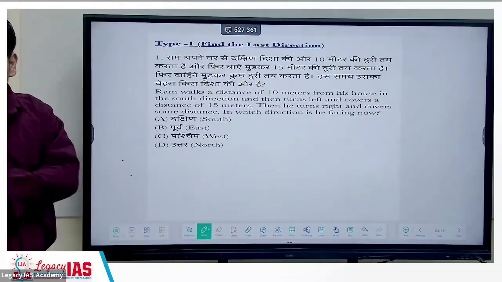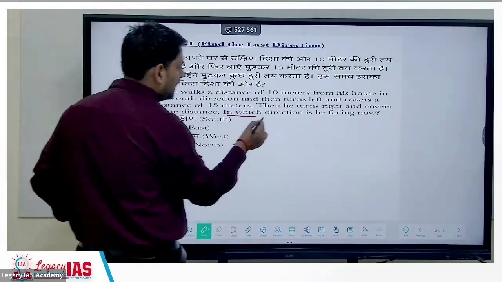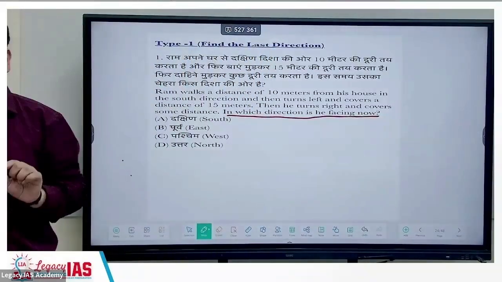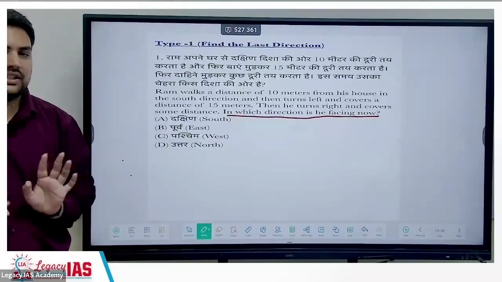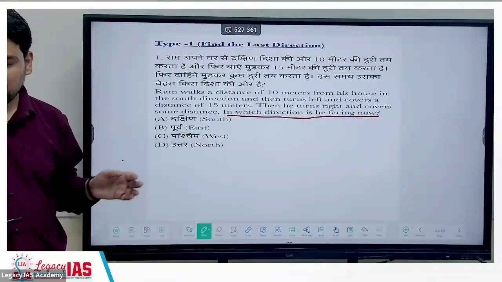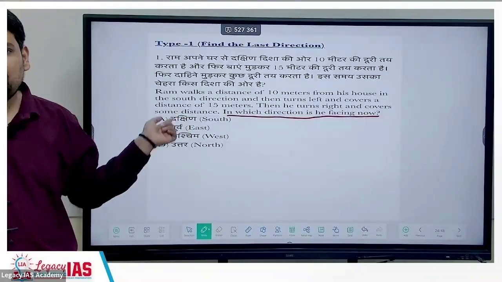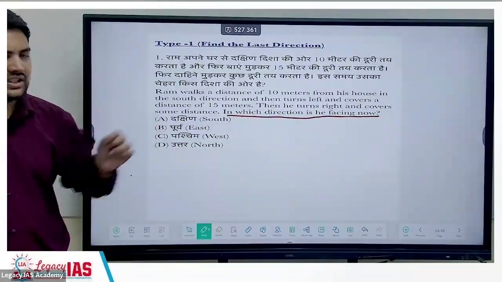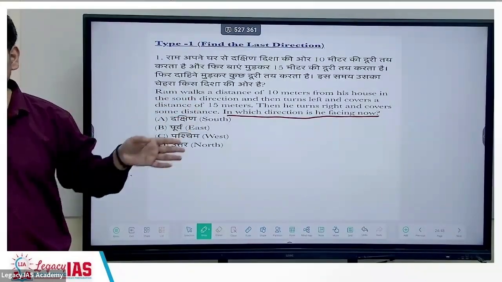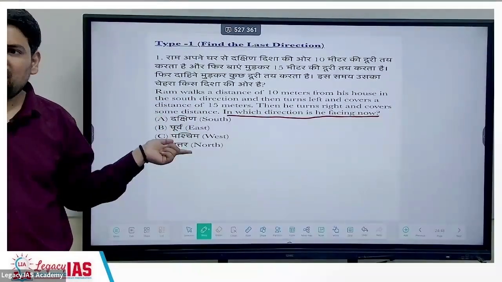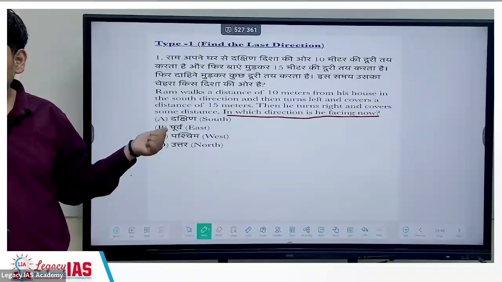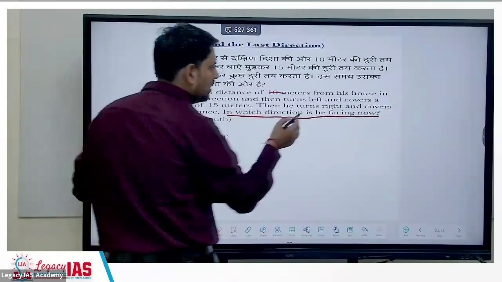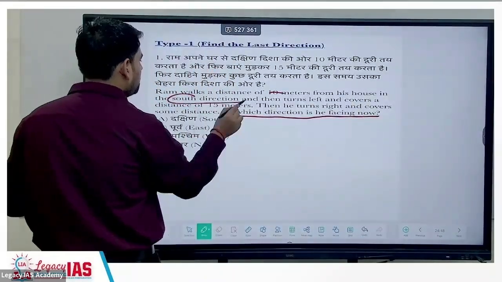See, in these kinds of questions, what they ask is, in which direction is he facing now? So it only asks you about the final direction in which he is facing. So everything from the distances, from where he started traveling, that becomes not so relevant. What you want is just the final direction in which he is facing. So this type of question we can solve like an algebra problem like we were doing before. So Ram walks a distance of 10 meters. This is not important. From his house in the south direction.